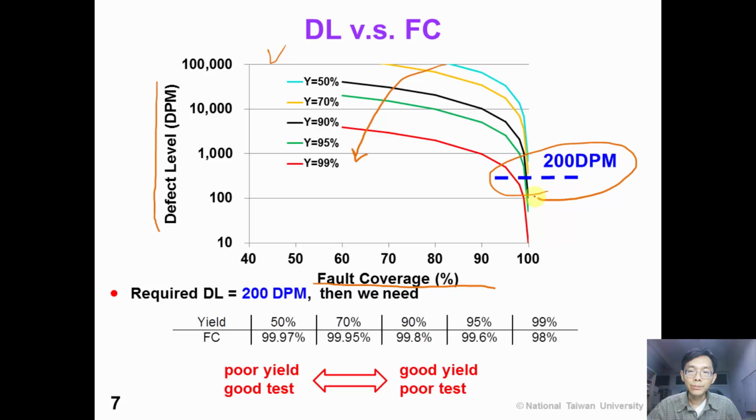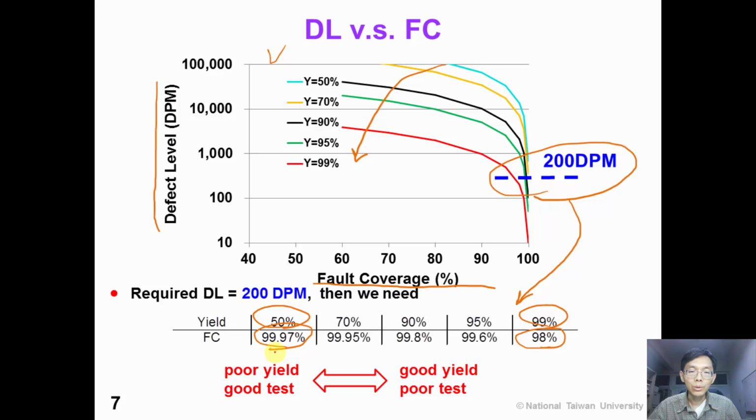If we zoom in on this area of 200 DPM, we can obtain this table. If the yield is 99%, the fault coverage required is 98%. If the yield is 50%, the fault coverage required is 99.97%.